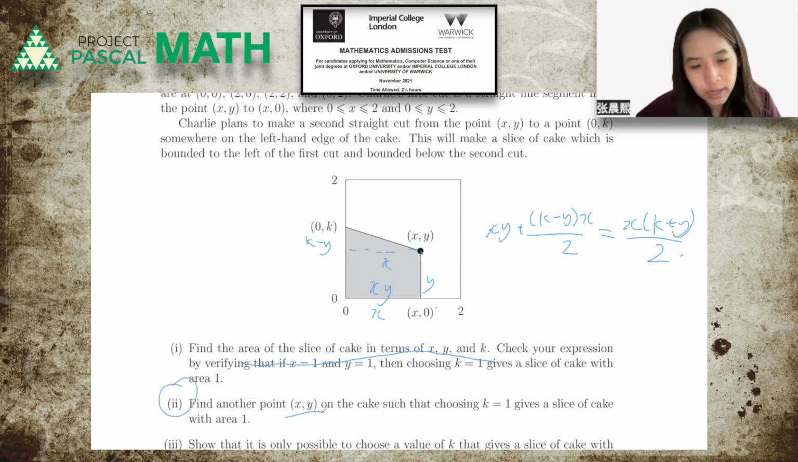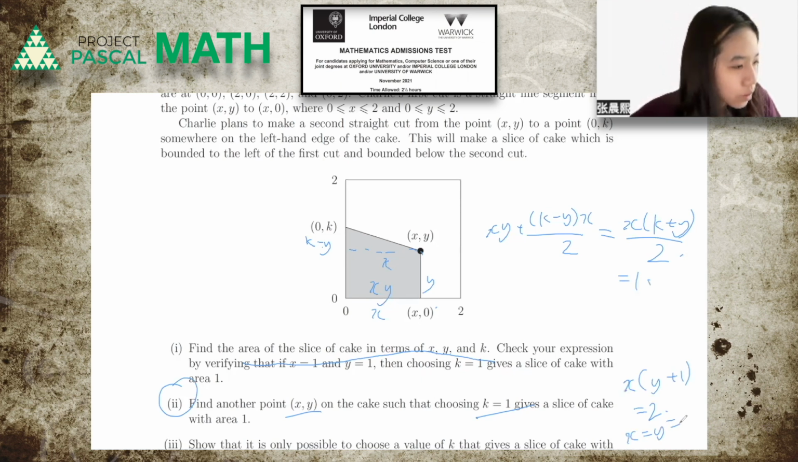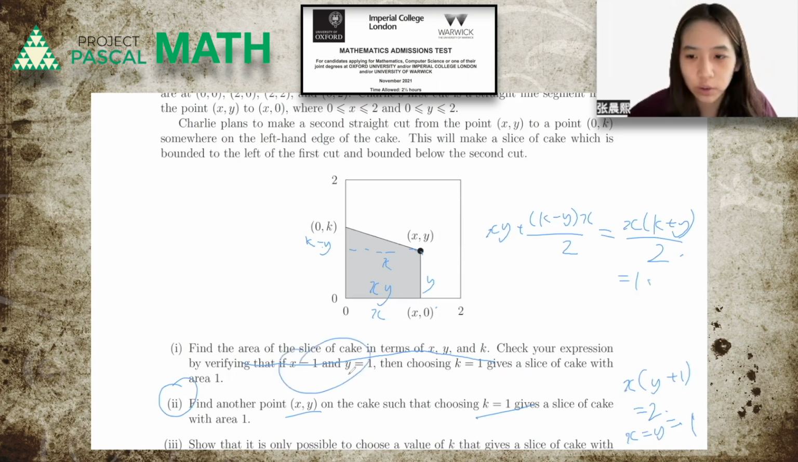Find another point (x, y) on the cake such that choosing k equals 1 gives the area of 1. Okay, so this gives you the area of 1, so you choose k, x y plus 1 equals 2. So x equals y equals 1 works as well. Oh, but this is the original one. So you can just try anything that works, like x equals 4 over 3, y equals 1 over 2 also works.